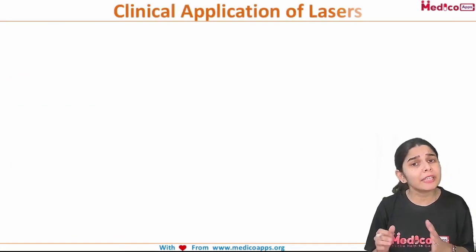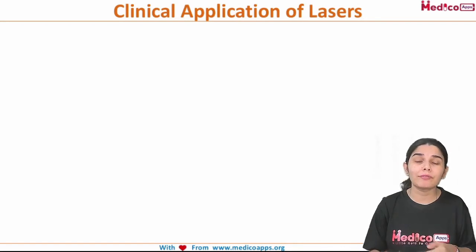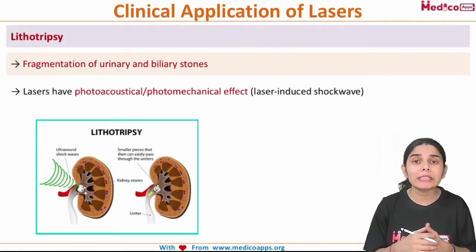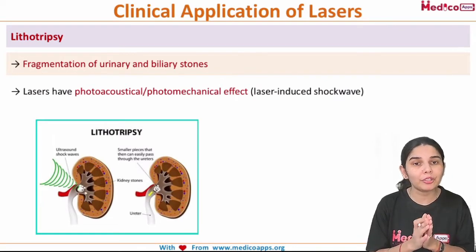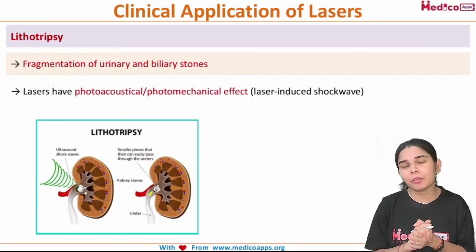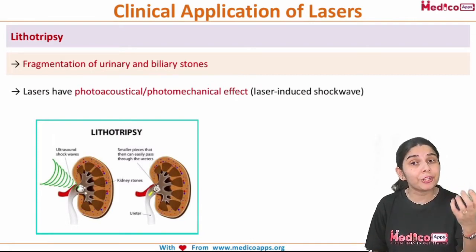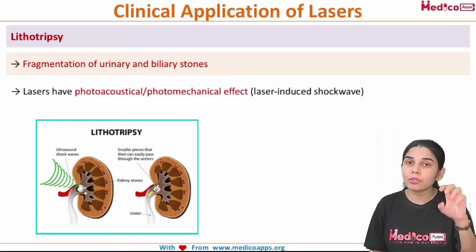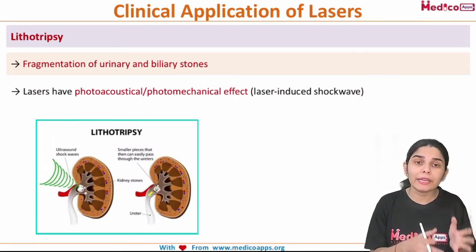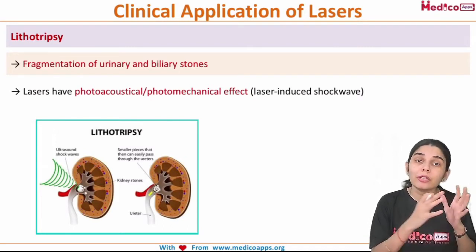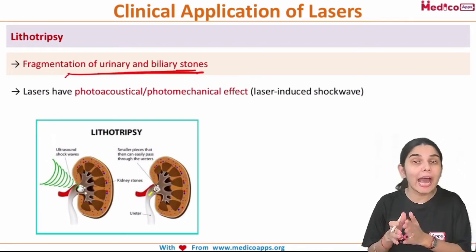Now, after the types of lasers, let's see what the clinical uses of these lasers are. Firstly, these lasers are used for lithotripsy. Now here I want to mention, what do you understand by lithotripsy? Lithotripsy means breaking stones into fragments. If these stones are broken into fragments, they can be easily removed from the kidney or urinary bladder. So lithotripsy is a procedure where there is fragmentation of urinary and biliary stones.